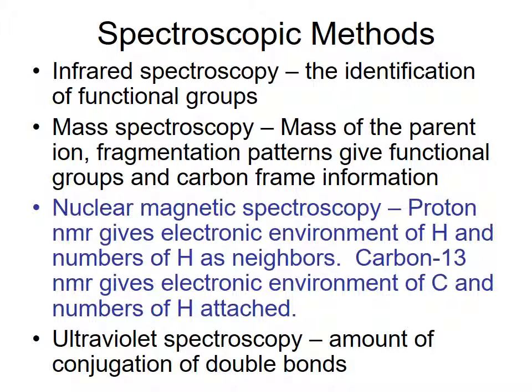So what does NMR do? When we look at proton NMR, we see the electrical environment of hydrogens, and we can detect how many hydrogen neighbors a particular hydrogen might have. In carbon-13, we see the electrical environment of carbon, and we can also, with a certain type of C13 NMR, determine how many hydrogens are attached to it.